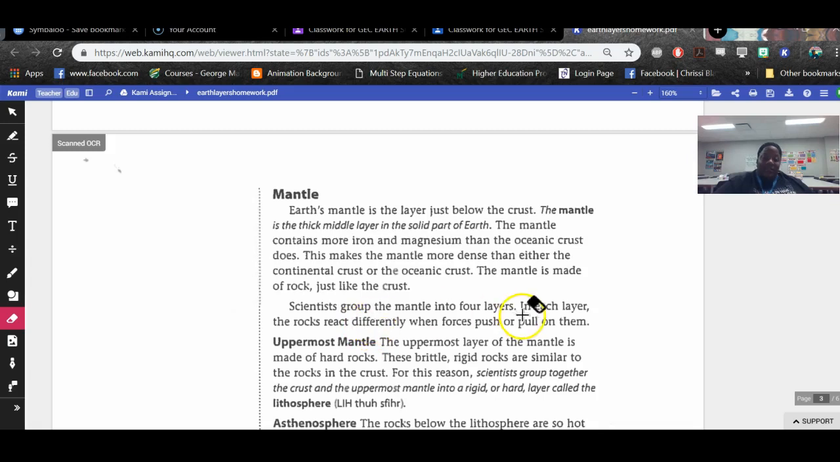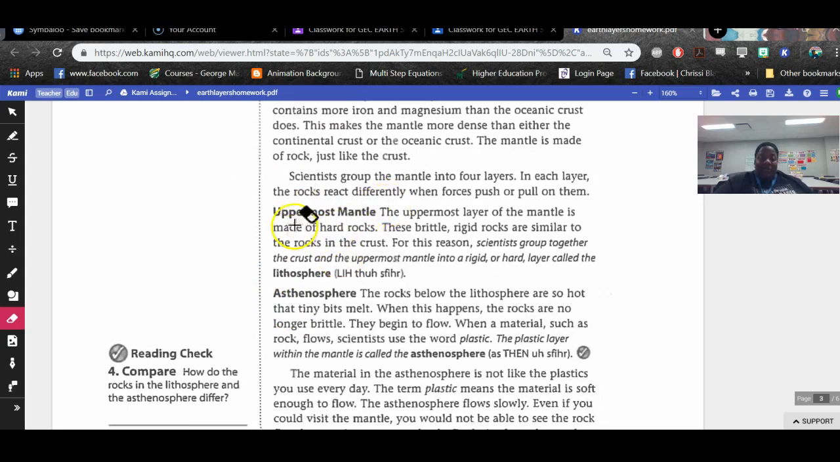Scientists group the mantle into 4 layers. In each layer, the rocks react differently when forces push or pull on them. And we know what those forces are. Convectional currents do that. Uppermost mantle. Now this is new. We have not actually discussed the uppermost mantle, but we have discussed the lithosphere and asthenosphere.